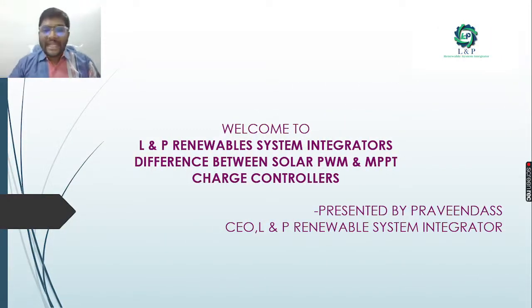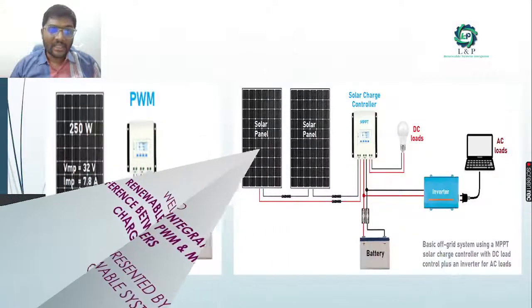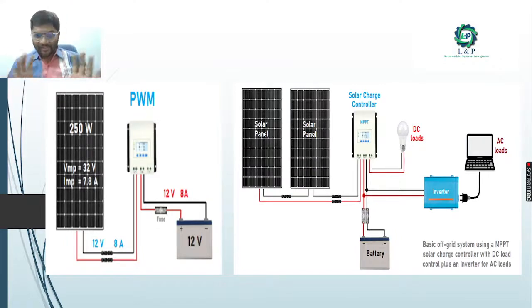Today we are going to see the difference between a solar PWM, that is pulse width modulation charge controller, and the MPPT, maximum power point tracking charge controller. When you see the pictures, you can see the clear difference in how they work. In the first picture we have a PWM charge controller, and in the second picture we have the MPPT. This is how we normally make connections with the PWM as well as the MPPT solar charge controllers. Both are used for DC applications.